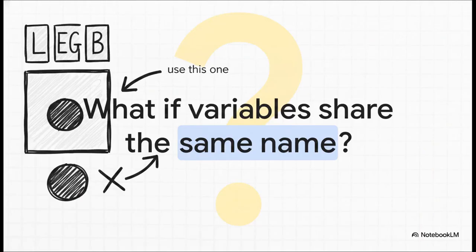So picture this. Imagine you have a variable named name tucked inside of a function, and another variable also called name just sitting outside of it. Which one is Python actually going to use? Will they override each other and cause chaos? Well, we're going to learn exactly how Python makes that decision behind the scenes, completely avoiding a program crash.